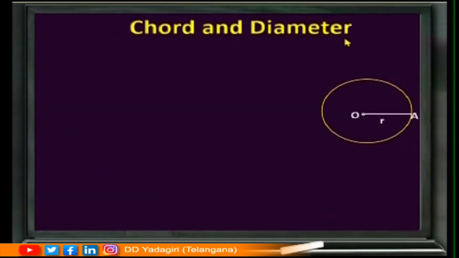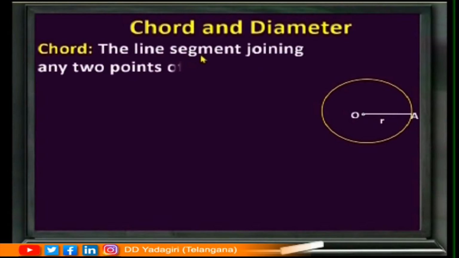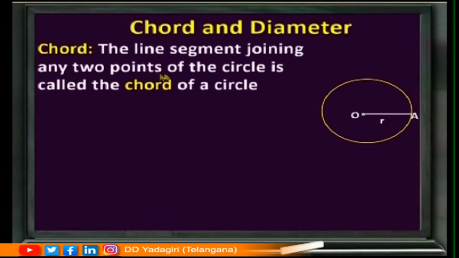Now chord and diameter. What is a chord? A chord is nothing but the line segment joining any 2 points of the circle, and it is called the chord of a circle. How many chords can we draw in a circle? We can draw infinitely many chords in a circle. So these are 2 points P and Q. Here PQ is a chord.